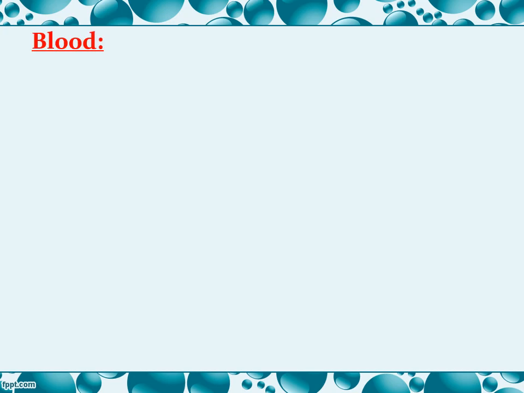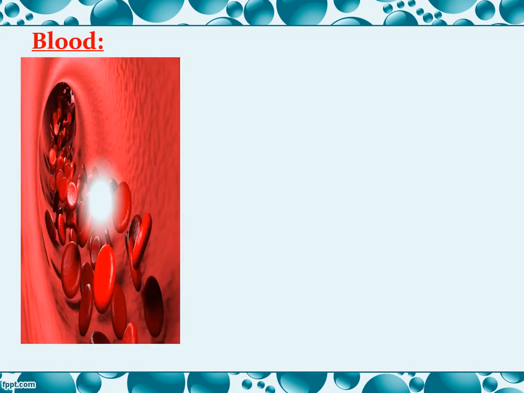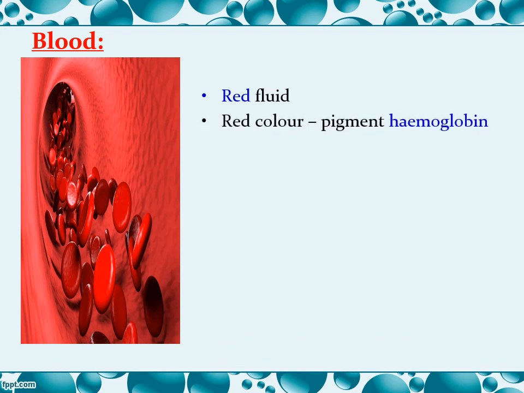Let us learn about the first component of the circulatory system, that is blood. What is the color of blood? The blood is red in color. Do you know why the blood is red in color? The blood is red in color due to the pigment called hemoglobin.